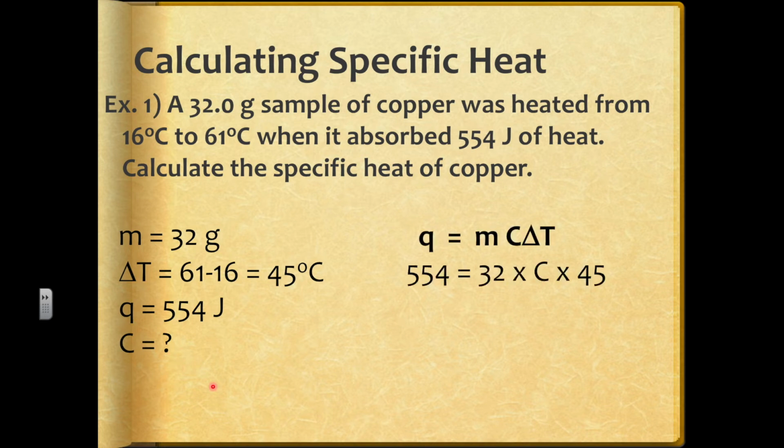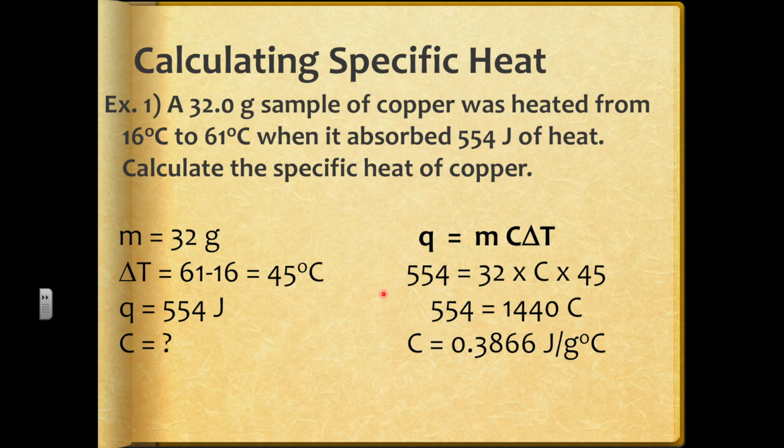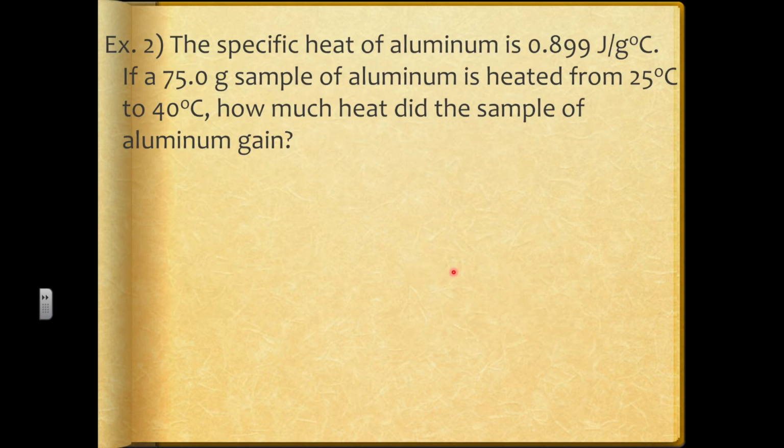So I'm not really concerned with you being able to do the algebra here, but you would just input your values here and solve for C. And once you find that, you end up with 0.3866 joules per gram degree Celsius. For example number 2, the specific heat of aluminum is 0.899 joules per gram degrees Celsius.